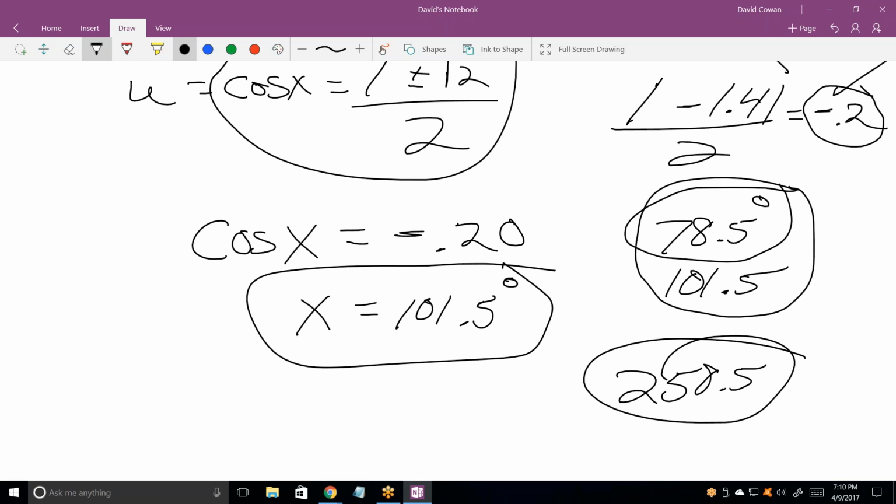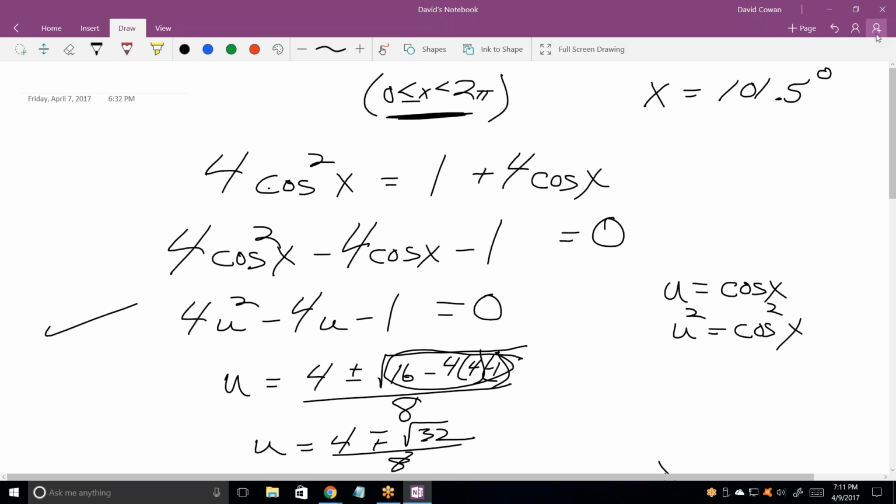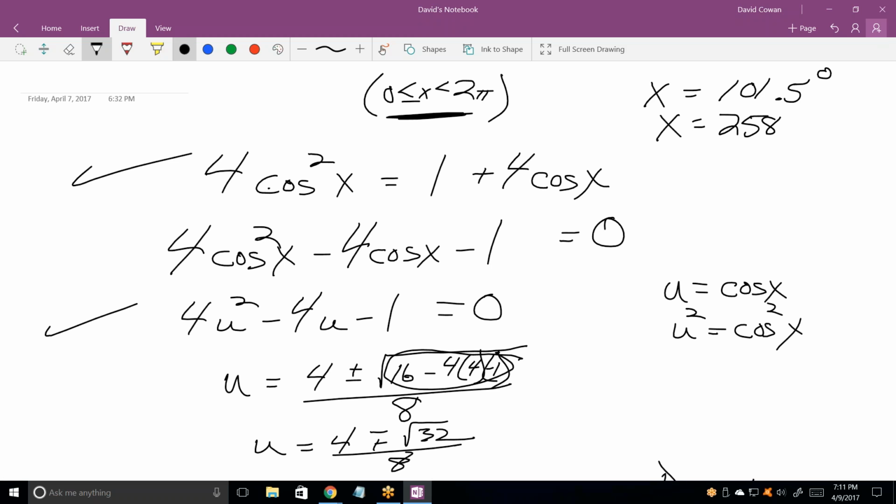258.5. No, hold on. Yeah, I added 180 to that. Okay, right. That's all I did. So there's actually two answers. There's this answer and there's also this answer. And if you check both of those answers, 258, this equation checks out with either one of those answers.